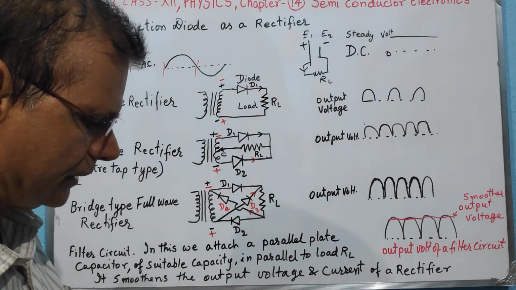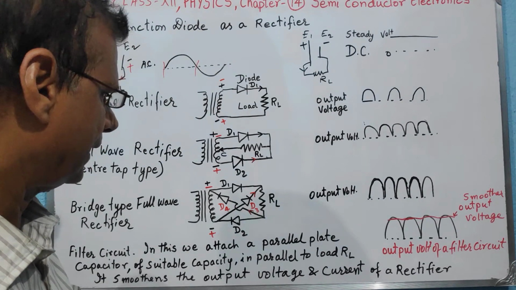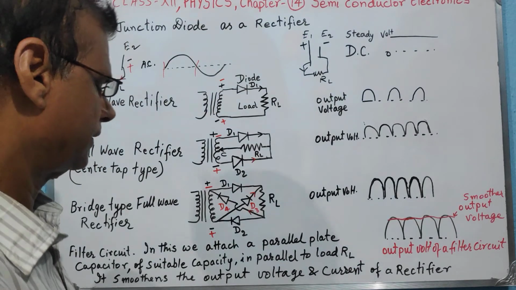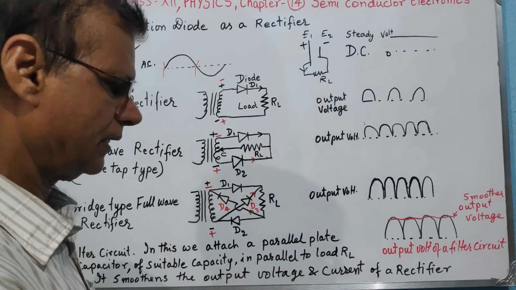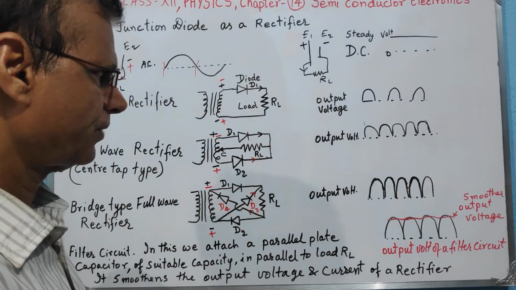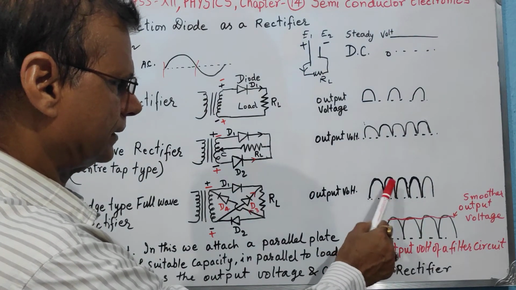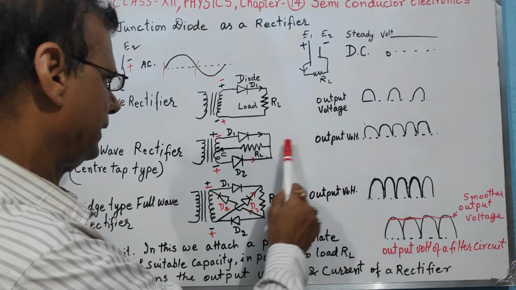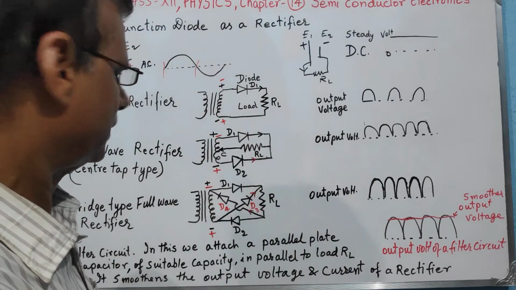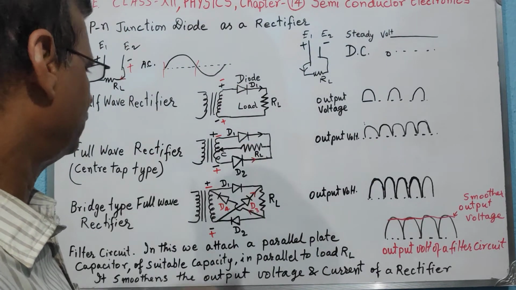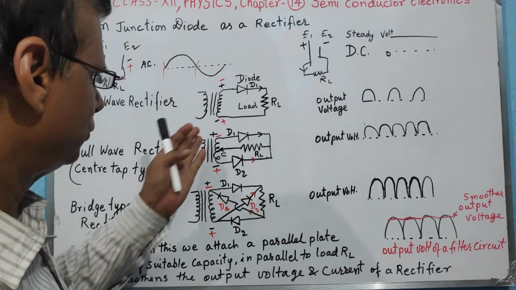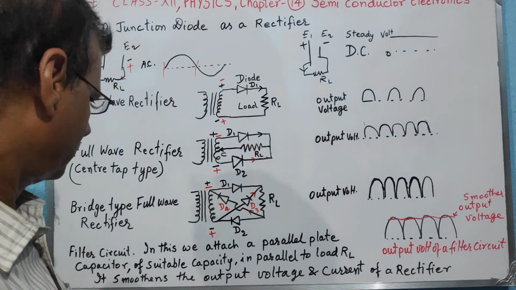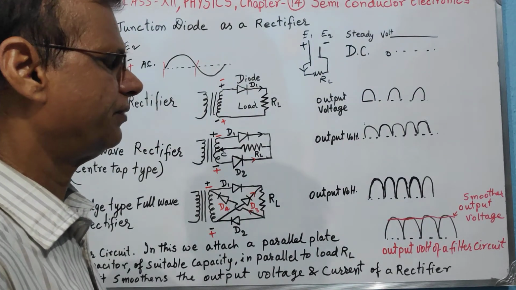So what you see is that in the second half cycle also, the full energy made available by the transformer was utilized and converted into DC, and therefore the output voltage will be nearly double that in the case of the center tap type full wave rectifier if we use the same transformer in both cases. So this is all about the full wave rectifier.